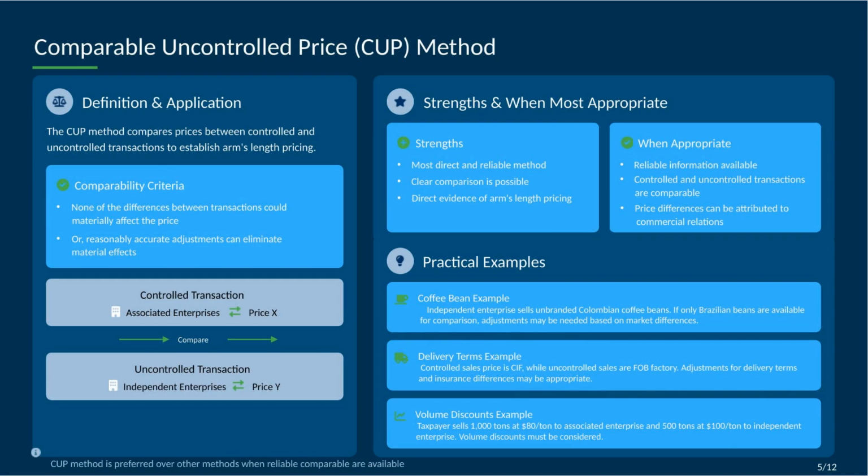The comparable uncontrolled price, or CUP method, is the most direct and reliable for establishing arm's-length pricing by comparing controlled and uncontrolled transactions. It requires that differences do not materially affect prices or can be adjusted accurately. Practical examples include adjusting for market differences in coffee beans or delivery terms like cost, insurance, and freight, CIF, versus free on board, FOB. The requirements for using a CUP method are stringent but highly effective and best for defending one's pricing policy in front of the tax administrators.